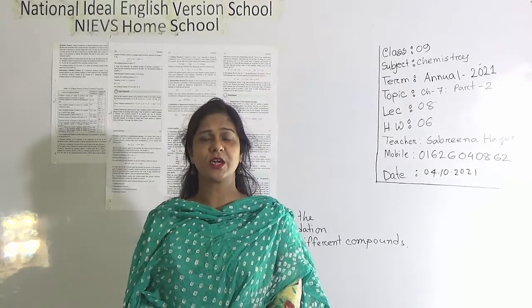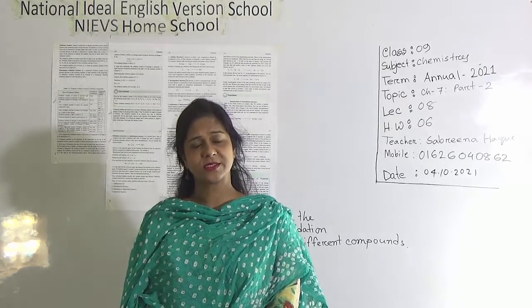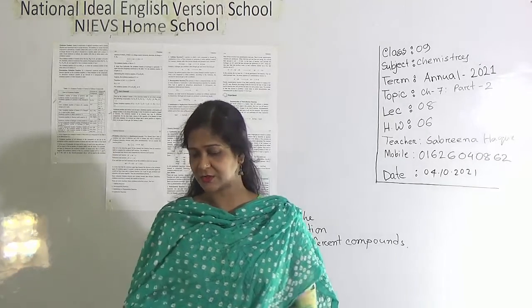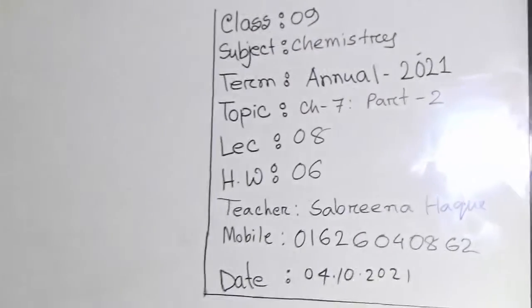Dear students, today I am going to take a chemistry class based on chapter 7 for class 9 students. Let us move forward to today's topic. The name of the chapter is chemical reaction, and today we will start from oxidation number.